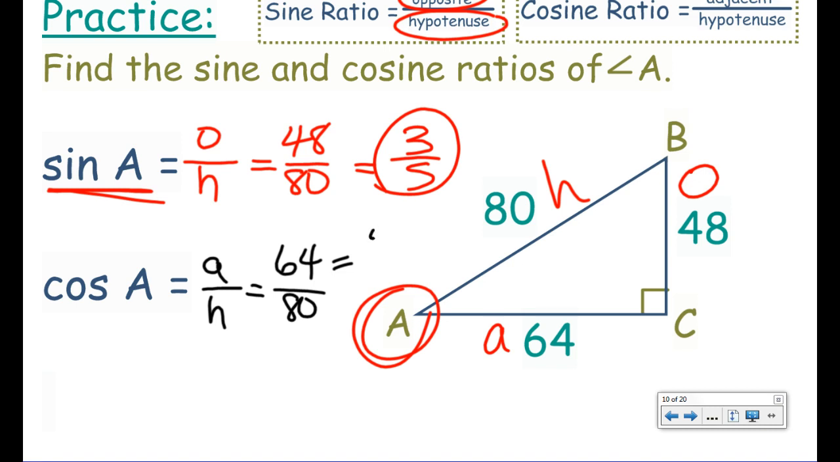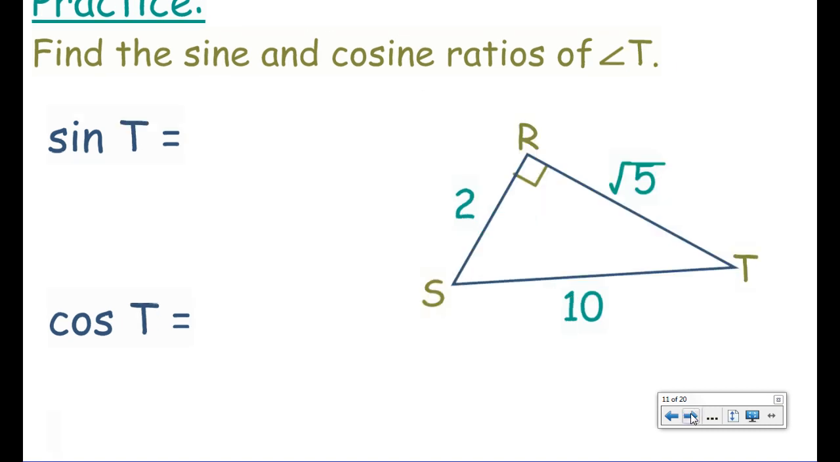4/5. Very good. So notice on these, when we're solving ones like this, we are not touching the sine button. We're not touching the cosine button. We're just writing the answers as fractions, okay? That's this section. Try this one on your own. I'll give you a minute.